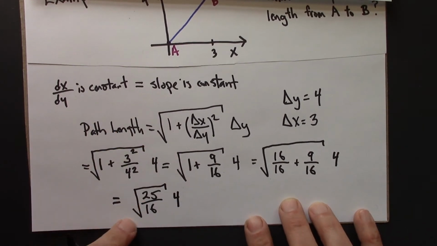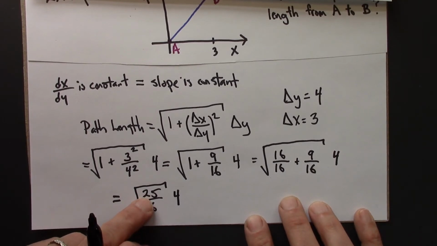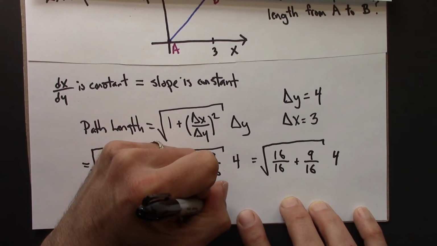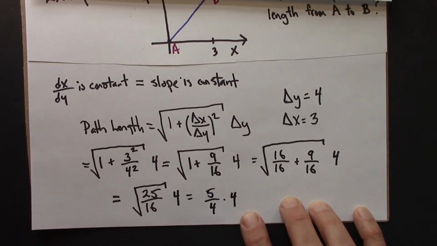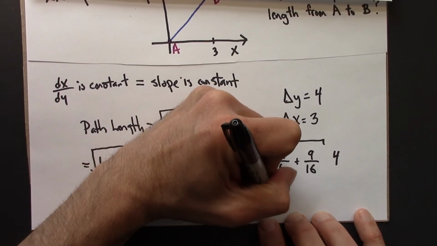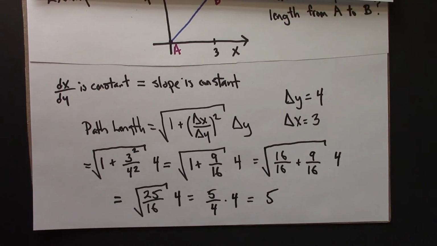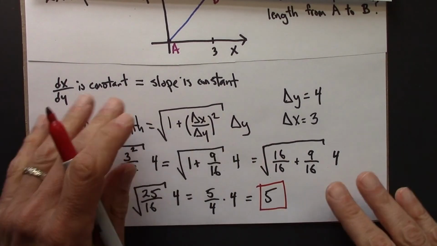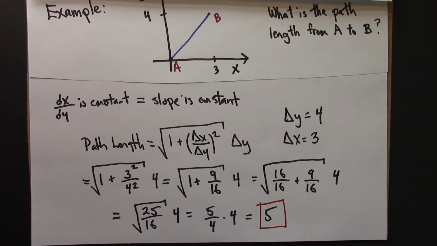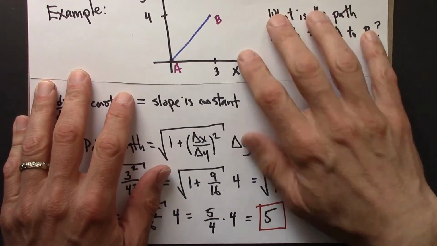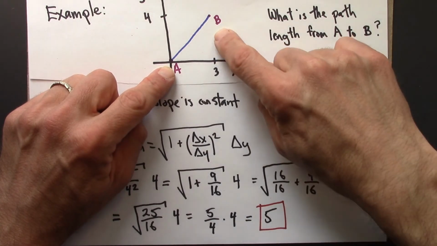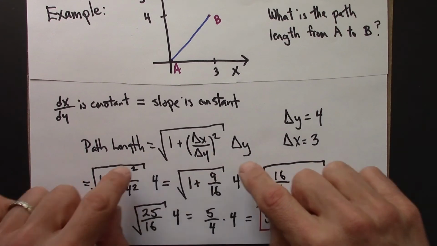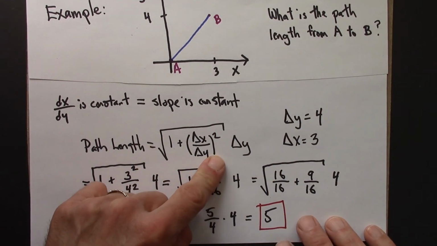So good news, these are perfect squares. Square root of 25 is 5. Square root of 16 is 4. This is 5/4 times 4. Hey, the 4's cancel. That's great news. So we get 5. That's our answer. So you would get the same thing if you use the Pythagorean formula. 3 squared plus 4 squared is indeed 5 squared. So this is really Pythagoras, the distance formula, just in slight disguise.